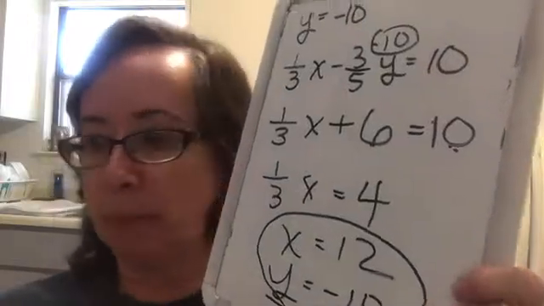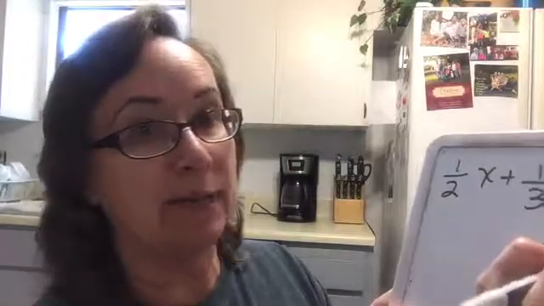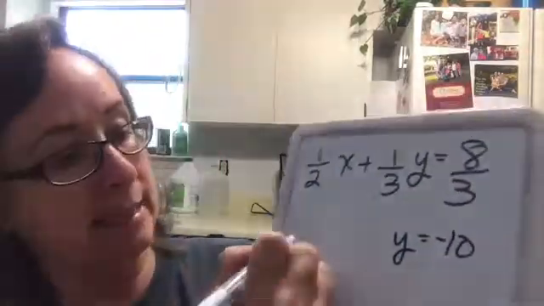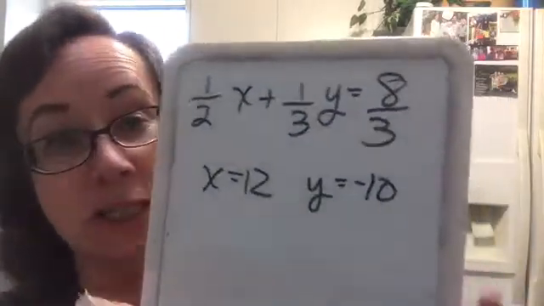So now I'm going to put both of those back into the other equation. Okay, so we just used here the second equation of the two. Now we're going to go back and I'm going to recopy the first equation, 1/2 x plus 1/3 y is 8/3, and I'm going to substitute in y is -10 and x is 12 into the first equation, the one that we didn't just use.